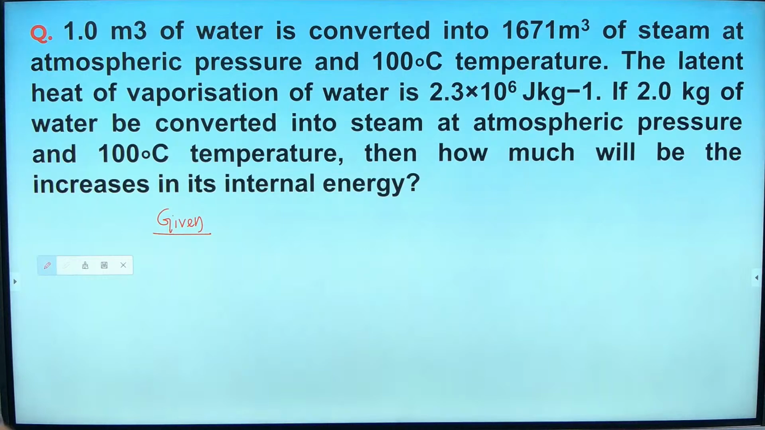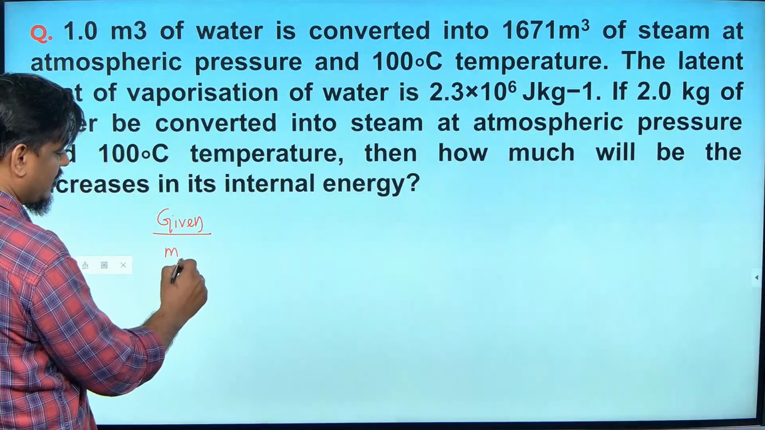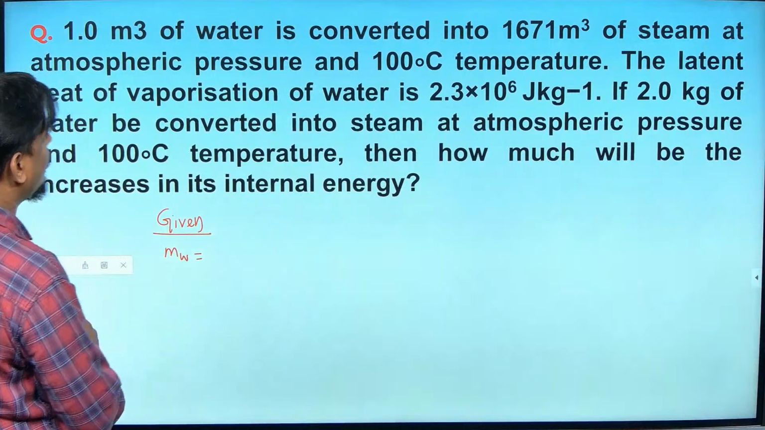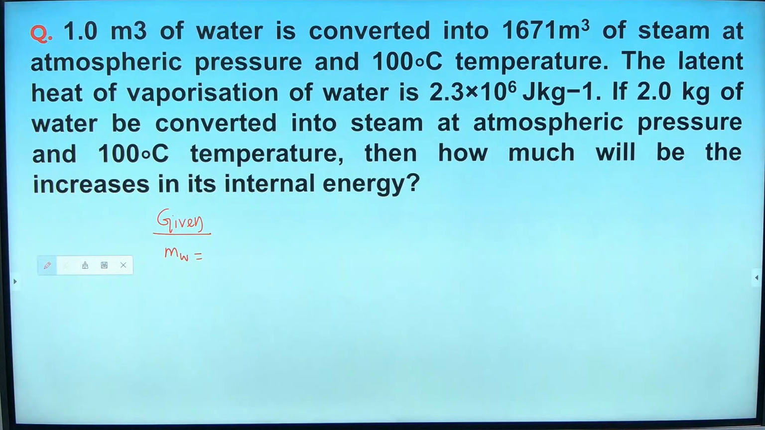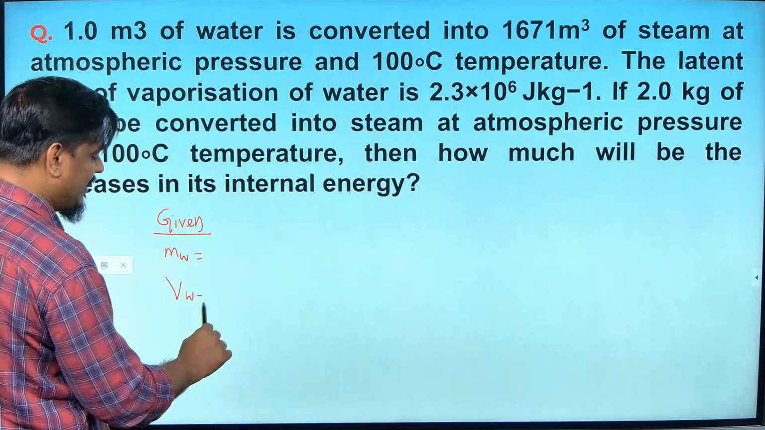Unmute yourself and tell me the given data fast. Mass of the water is how much? 1 meter cube. Mass is in meter cube. Pavitra, think and say. 1 meter cube means it is volume, no? So volume of the water is 1 meter cube, you are saying.